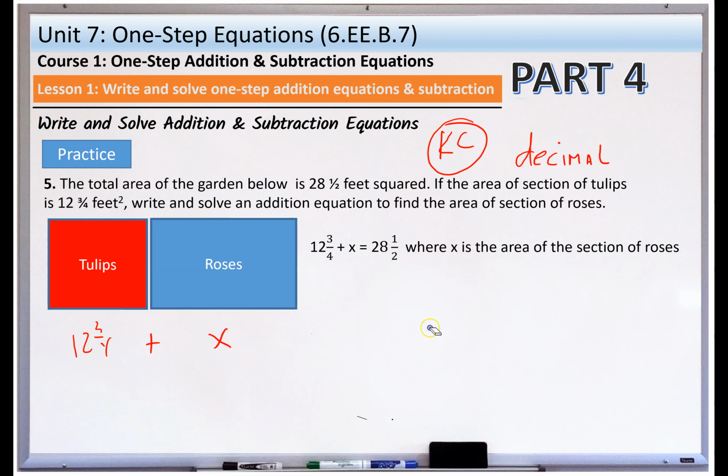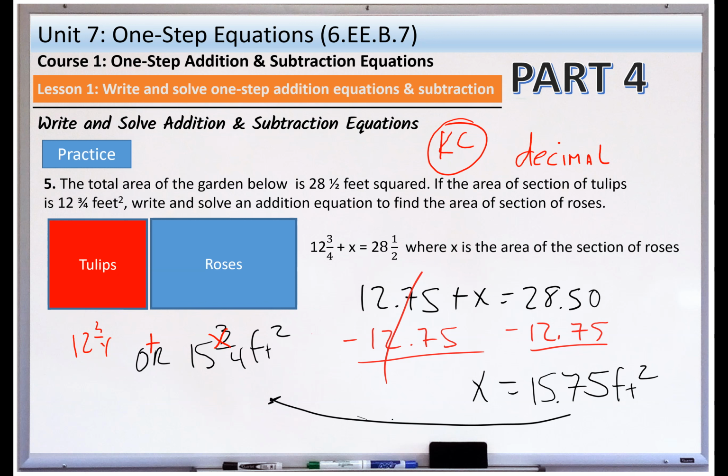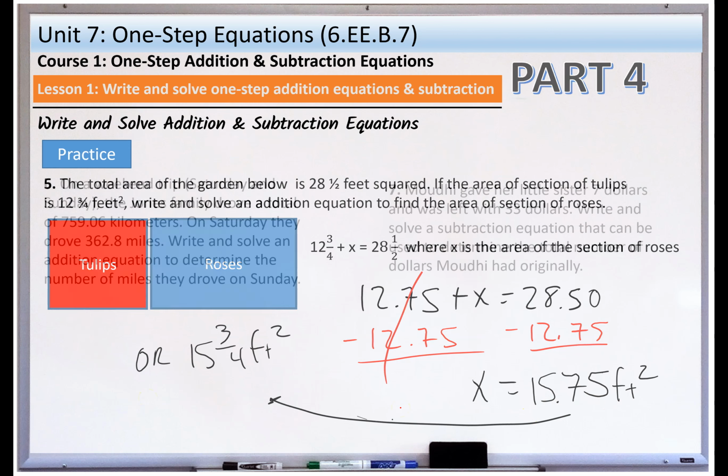So to do that, we need to subtract 12 3/4 from both sides. By converting them to decimals, 12 75/100 and 28 1/2. Subtract 12 75/100 from both sides. Add a 0 to hold that hundreds place. And I have 15 75/100 as the area of the roses section. Or if you want to write the fraction, 15 3/4, but I asked for the answer in decimals.